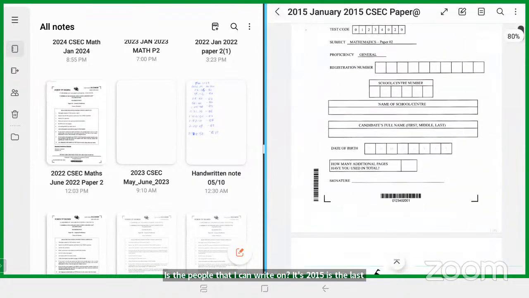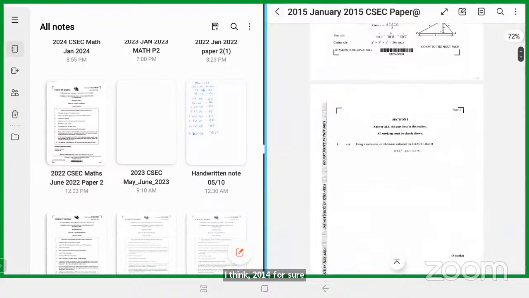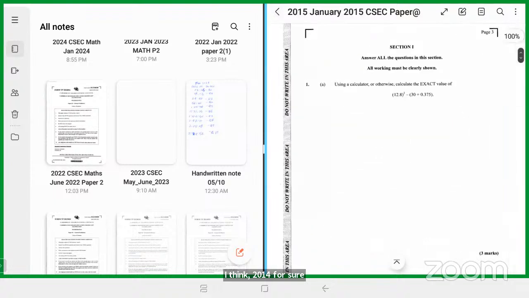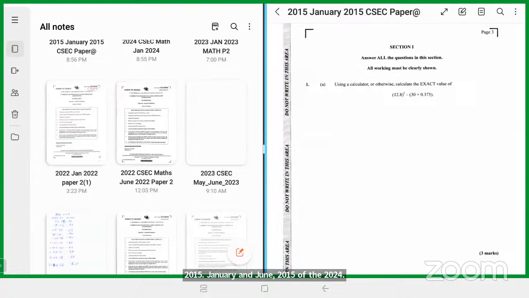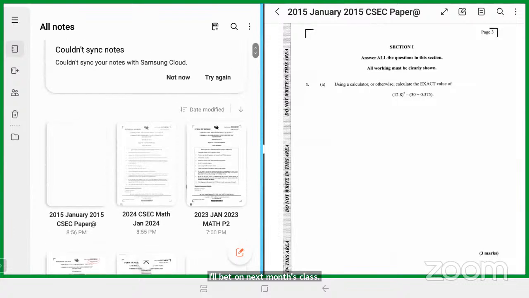I think 2014 for sure you couldn't write on the paper. All right, good. So from 2015, guys, you can bring questions from January and June 2015 up to 2024. Any questions from those papers, I will write them out for you tomorrow. But the thing is, I won't be here tomorrow. I'll be at our next maths class. Well, it's all recorded, so you have to do what you have to do.